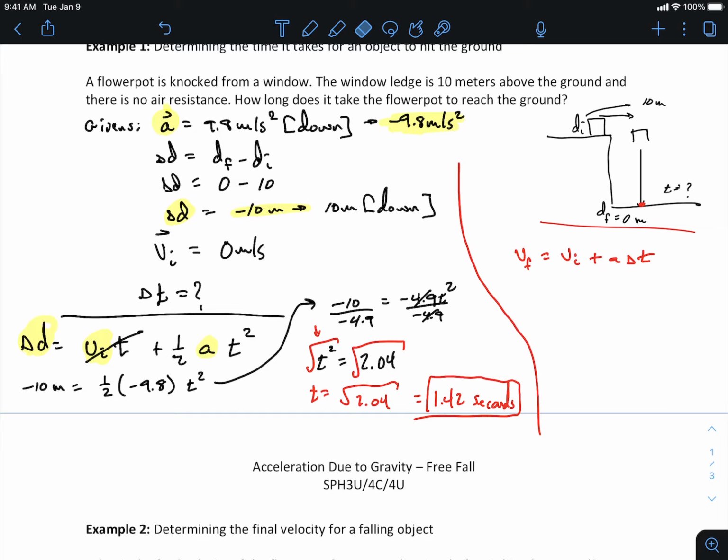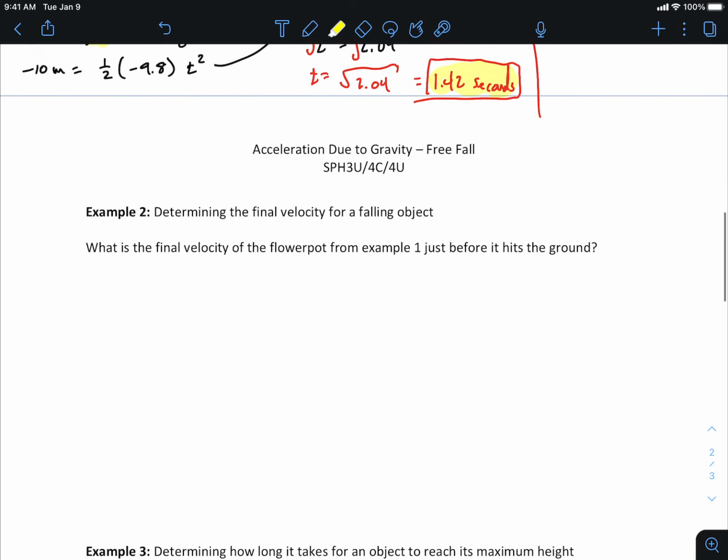So I could very well ask you this. Now that you know what the time is, you can take this time and plug it in here, and you can tell me what the final velocity would be just before it hits the ground. Oh, never mind, I did ask you it. What is the final velocity of the flower pot from example 1? Well, we get to do it now.